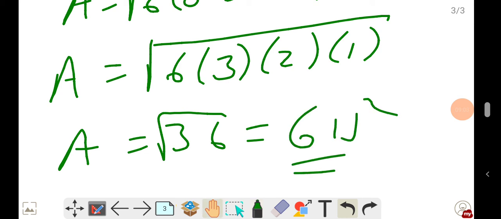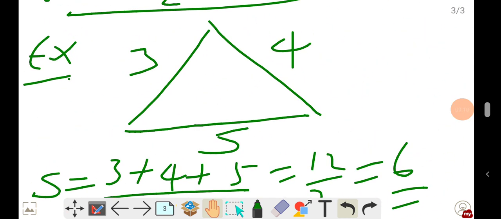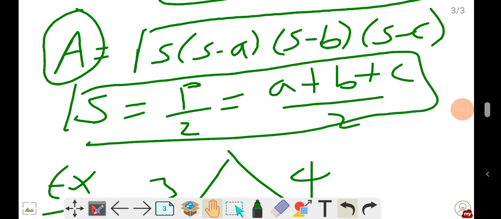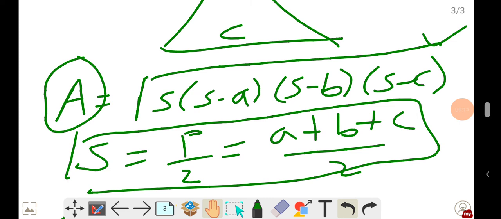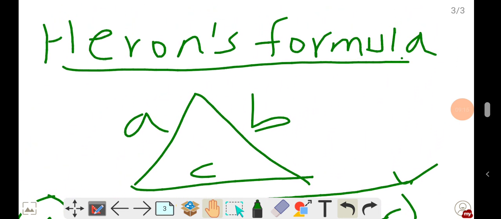Anyway, Heron's formula is all about the formula. How the formula comes about is somewhat a longer process, but to find the area of the triangle, we can use Heron's formula, thanks to him.